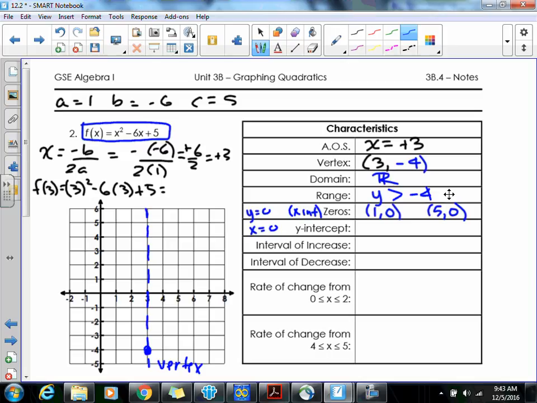So if the x-intercept is where y is 0, the y-intercept is where x is 0. So now look at the table and see if you can find the y-intercept, and there's only one y-intercept.